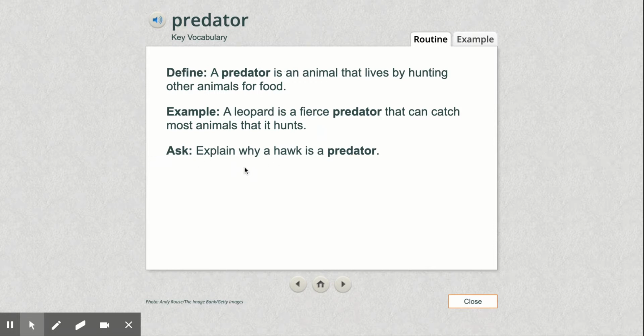And we already did our example. Then a question that we can go over: explain why a hawk is a predator. If you have a hawk, you might have seen hawks around here. They're always flying around looking for things that they can eat. They are looking around for mice or snakes or things that they want to eat. They're always on the hunt.